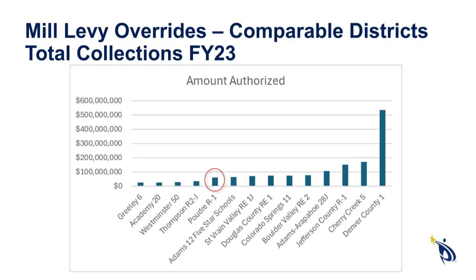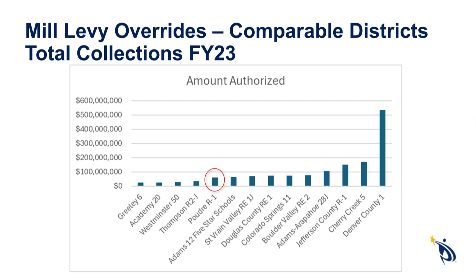This first graph and chart here depicts the mill levy overrides. What I did is I looked across the entire state and said, okay, if you're bringing in more than $25 million annually in an override, I'm going to put you on the graph. You can see how that displays, and it starts out with Greeley 6 on one end and Denver or DPS at the extreme end. Now keep in mind these are total dollars collected. So yes, a larger district most likely will be collecting more dollars. But you can see where Poudre falls in this, and Poudre's really that circle in the middle where we're kind of on the tail end.